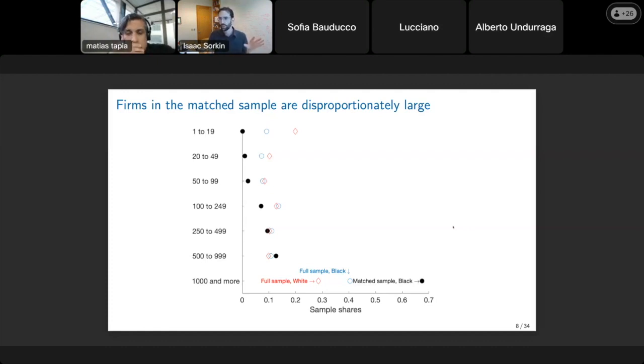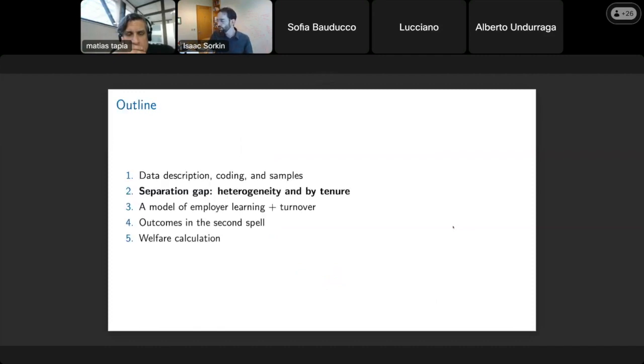Okay, so this tells you a little bit about the match sample versus the full sample. Now what I want to do is get into analyzing this separation gap, and then show you how this varies by certain firm characteristics, and also how this varies by tenure, which will motivate the rest of the paper.